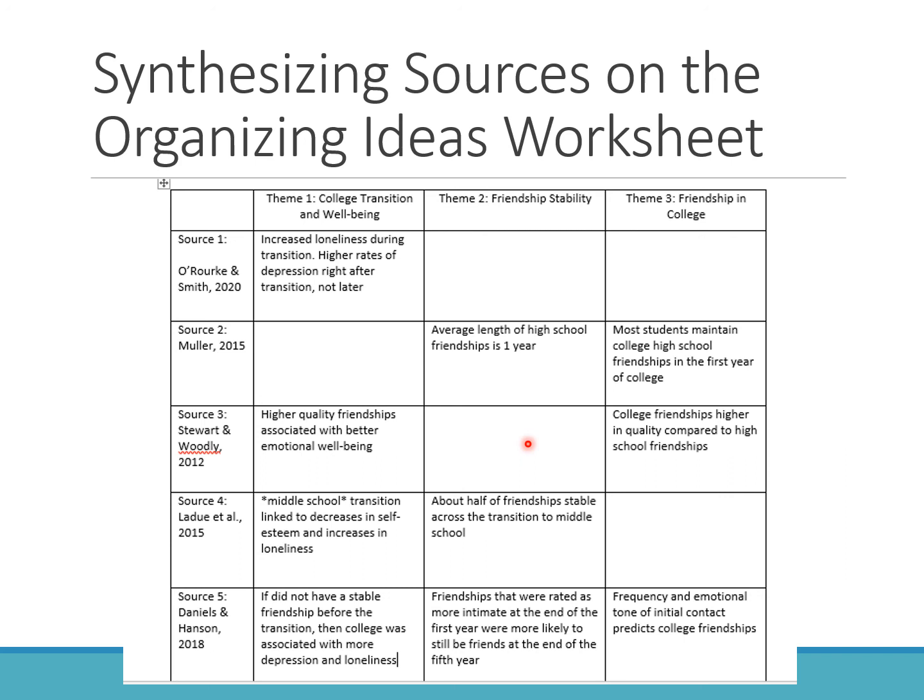Now, there may be other things in the study that aren't relevant at all, and that's okay. You don't have to include every piece of the study. Maybe this study looking at high school and college friendships also looked at how friendships affected academic achievement. But I'm not talking about academic achievement in my paper. It doesn't really fit into any of my key ideas, so I don't need to talk about those findings. I can focus on the findings that are relevant for me.